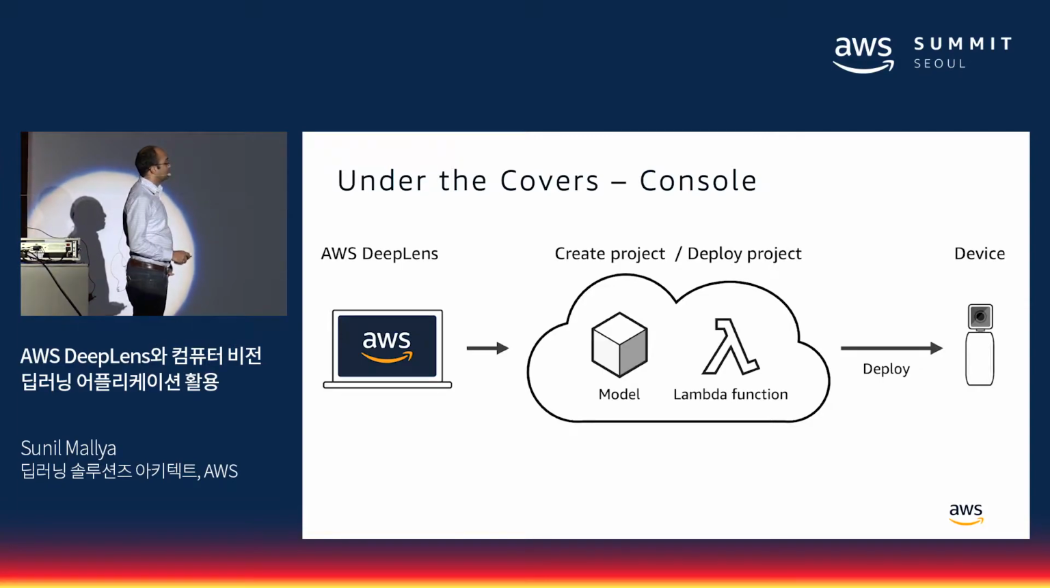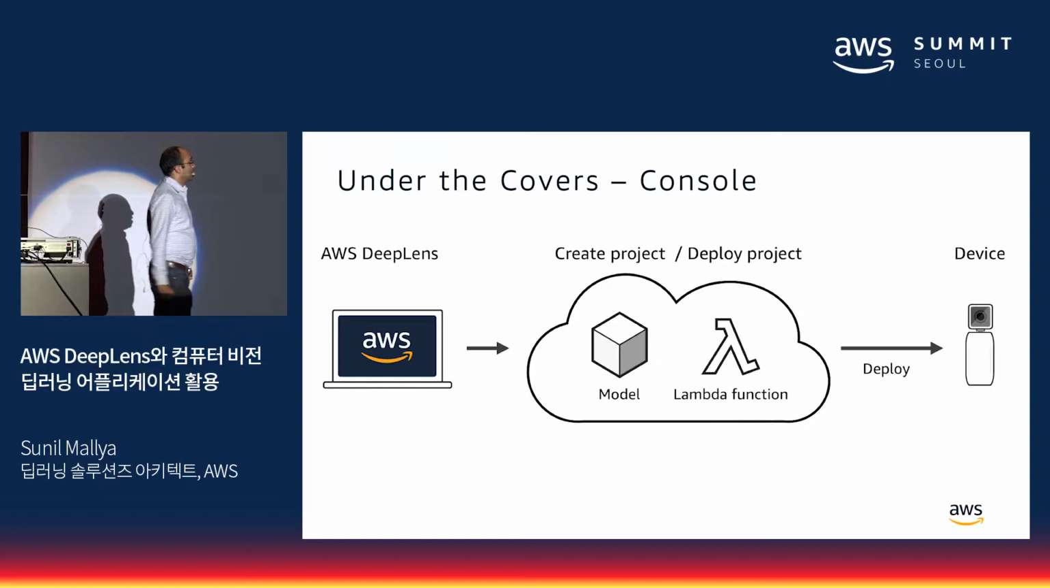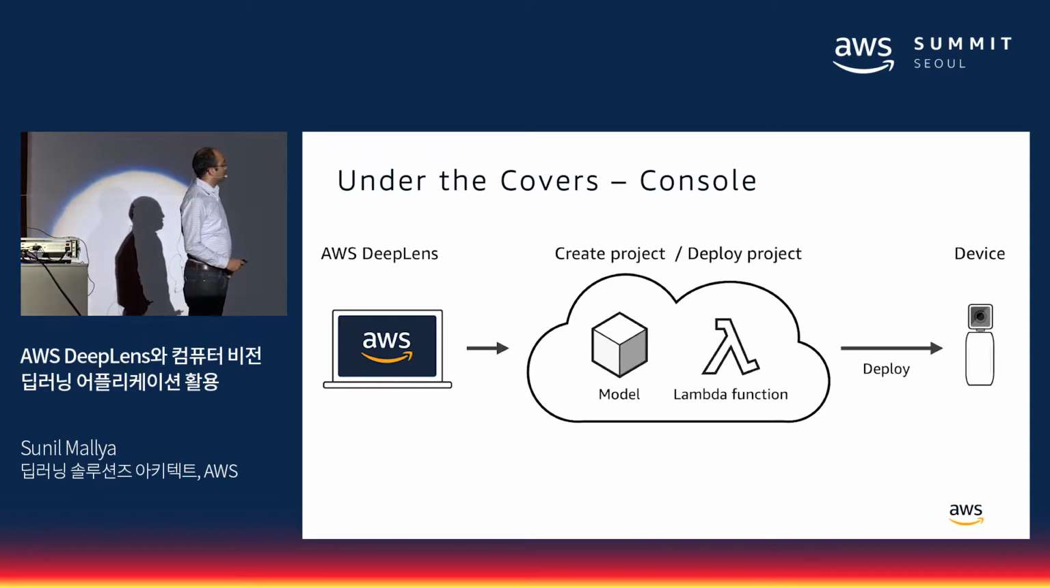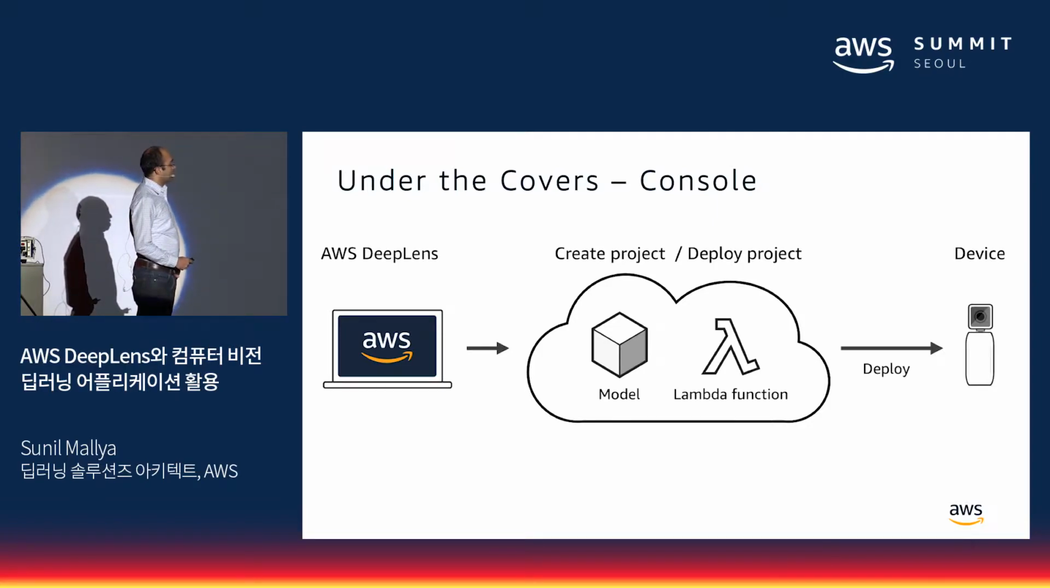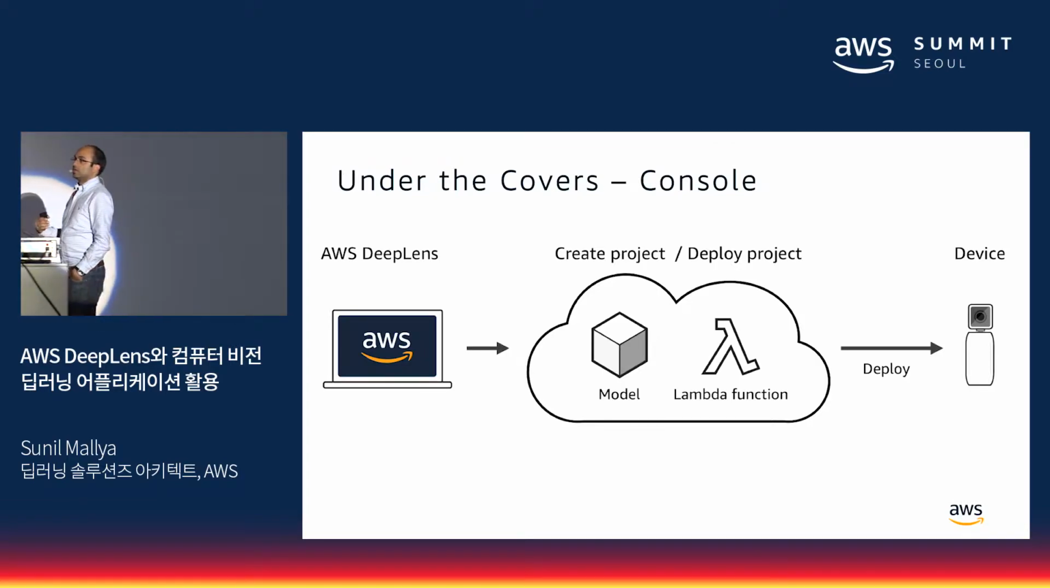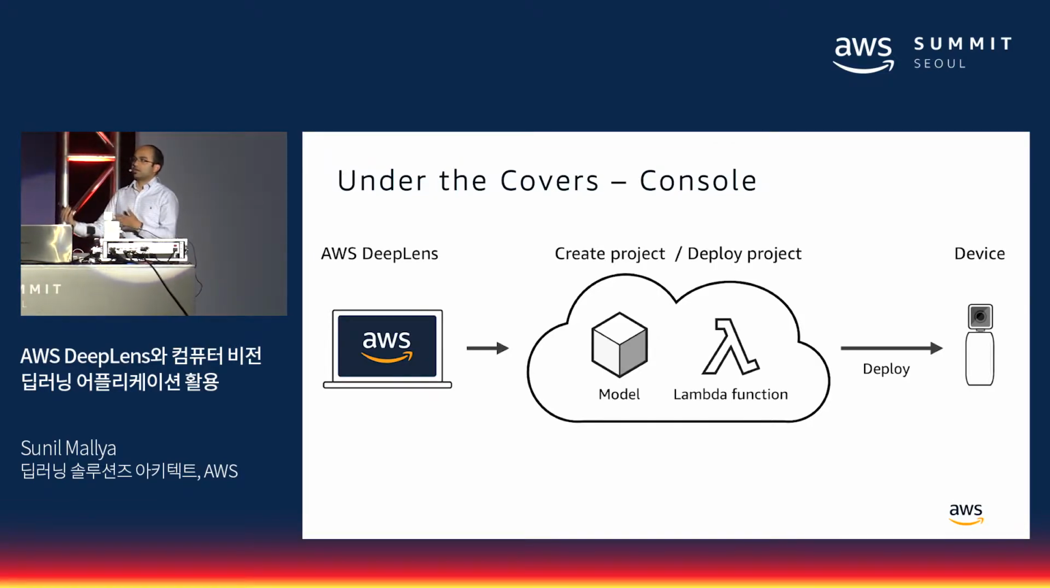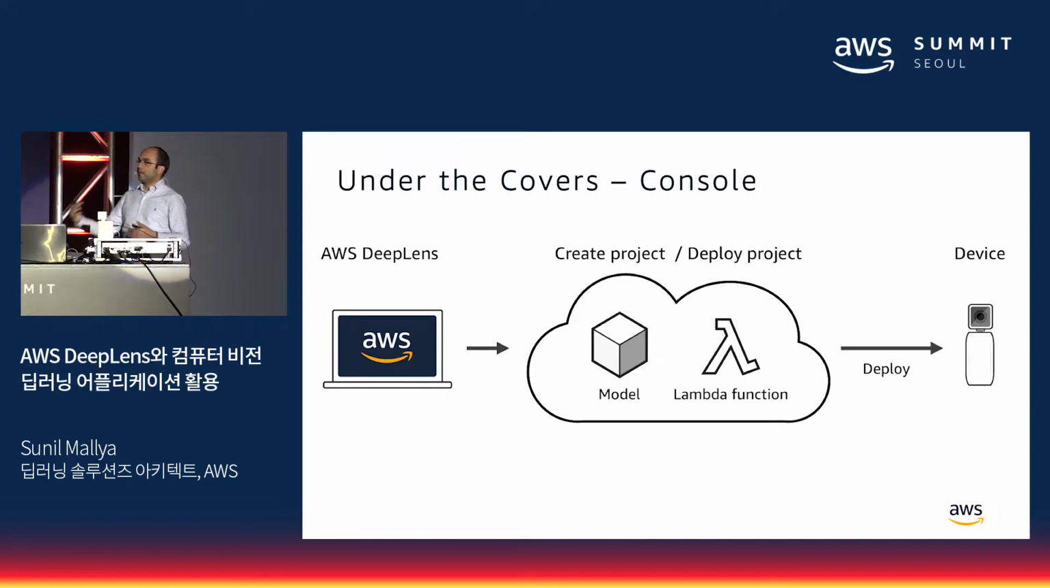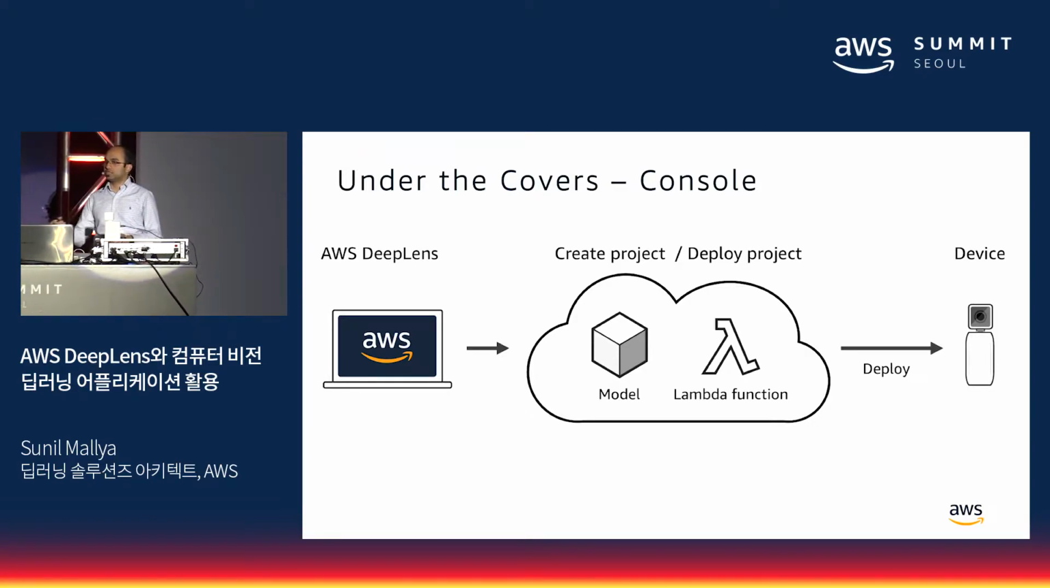So let's look at what's happening under the covers. This is the console. As I mentioned, you're packaging the model and the Lambda function. That's what you're doing. And you can log into the console, package this, and then push it to the device.